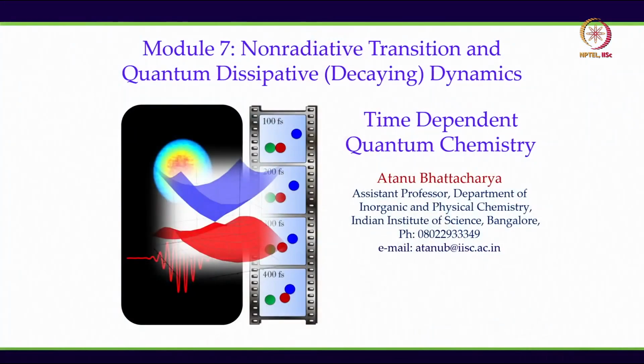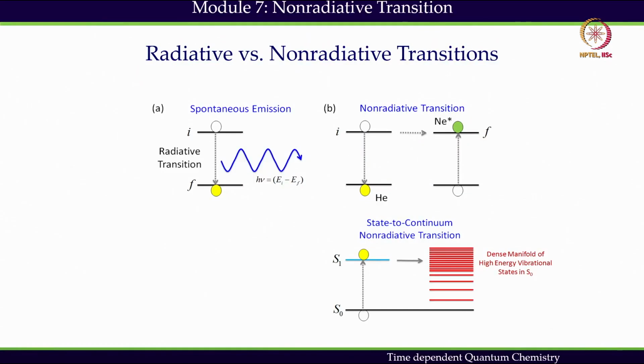So let's begin the discussion of this module with radiative transition. Radiative transition: an excited quantum system, for example an electronically excited state, let's say I can have an electronically excited state which can be prepared by light absorption. A molecule can absorb light and it can be excited electronically.